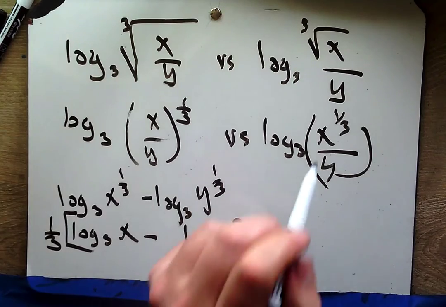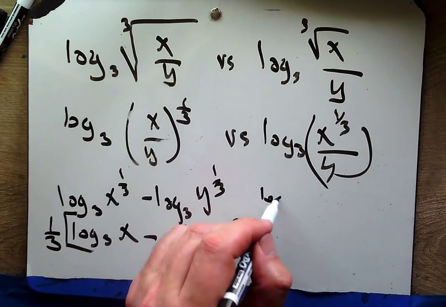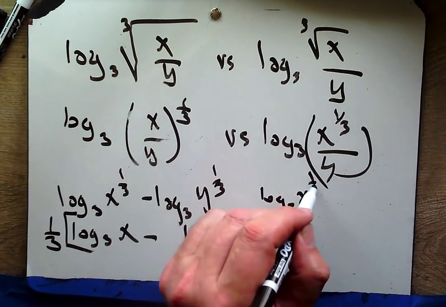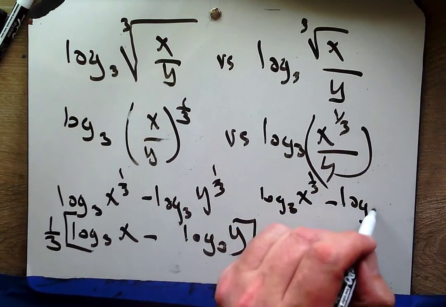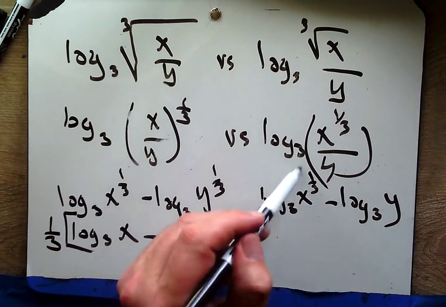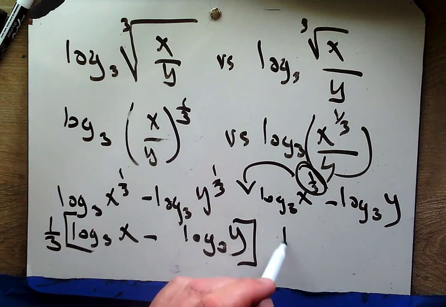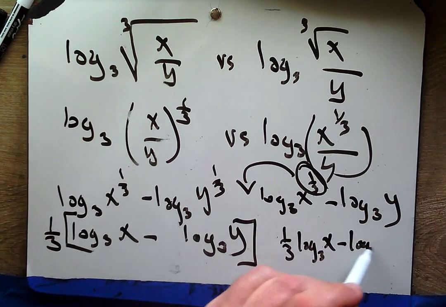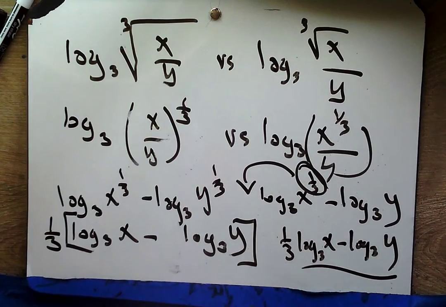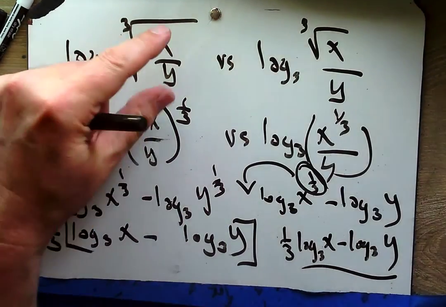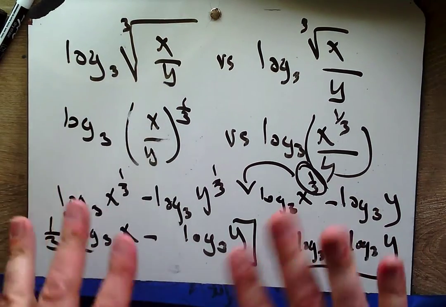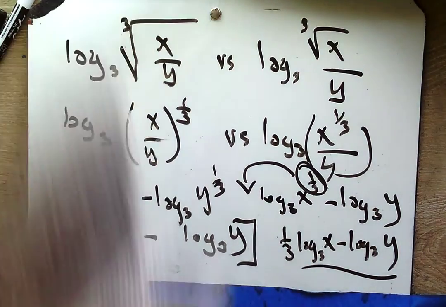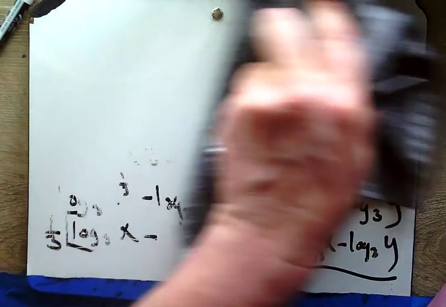Okay? This one, on the other hand, log base 3 of x to the 1/3 minus log base 3 of y. I can use the power property here, 1/3 log base 3 of x minus log base 3 of y. Done, done. Okay, so that was expanding. You know, we were taking one tiny log and breaking it up into a bunch of smaller logs. Can we do some condensing?